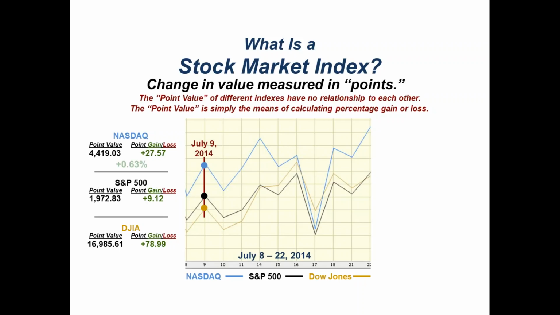But what matters is the percentage gain or loss. So what we see there is that, especially the S&P and the Dow in this particular day, their percentage gain or loss was almost identical, 0.46 versus 0.47. But the point values were wildly different. In other words, on that day and time, a 9-point gain in the S&P 500 equated to the same percentage gain as a 79-point gain on the Dow.